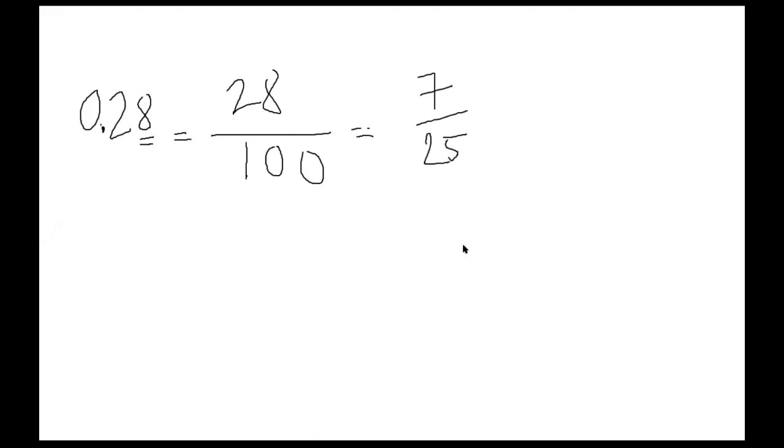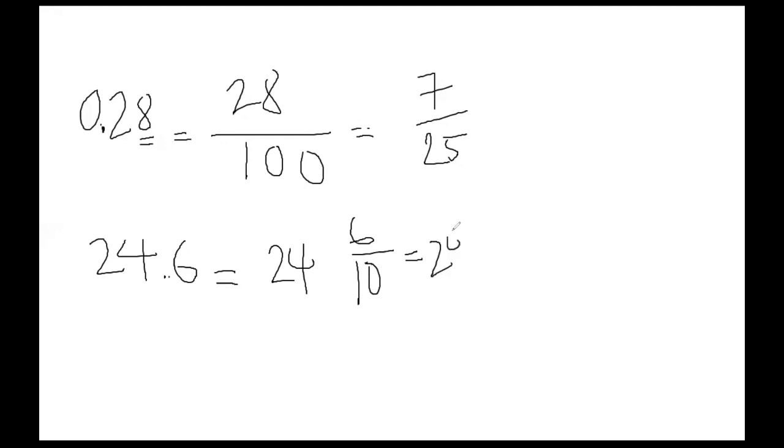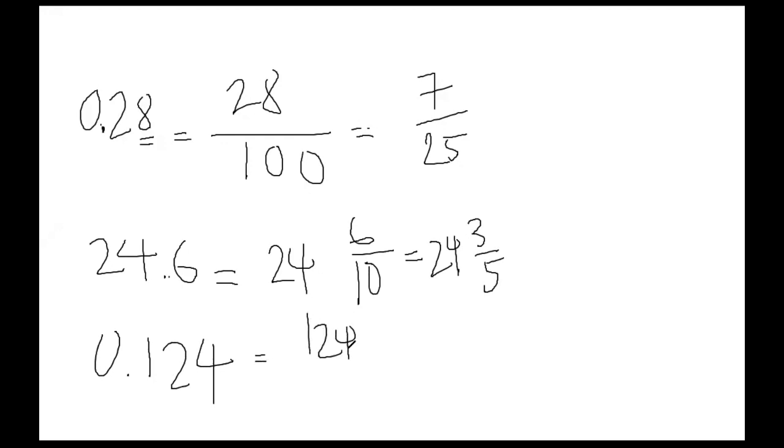For number 2, we have, okay, 24.6. Ako mas gusto kong ihiwalay na lang to. So, that would be 24. Madali lang to. 6, nasa 10th place. So, 6 over 10. That's equal to 24 and 3/5. Okay? How about number 3? What's your question for number 3? 0.124. Tama ba? Tama ba naalala ko? 124. Okay? So, this is equal to 124 over 1,000. Divisible sila pareho by 4. So, sa taas, you will have 31 over 250.